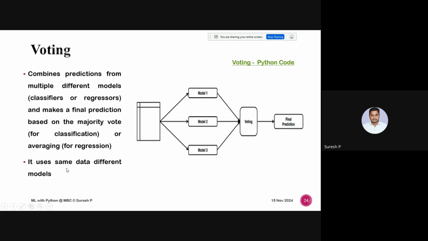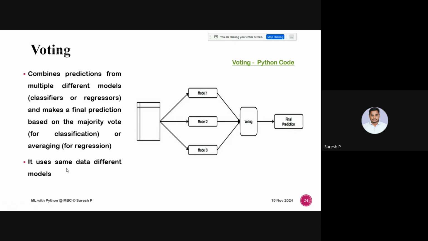So in voting, we use the same data for different models. But in bagging, we have the same model but a different data set. That is important. For example, we will have decision tree 1, decision tree 2, decision tree 3, but only the data set will be different. Based on that, the decision tree algorithm will learn. Then whenever we give new data, it predicts based on the learning and experience it gained from that training phase.